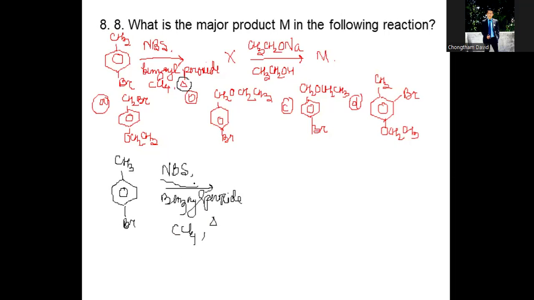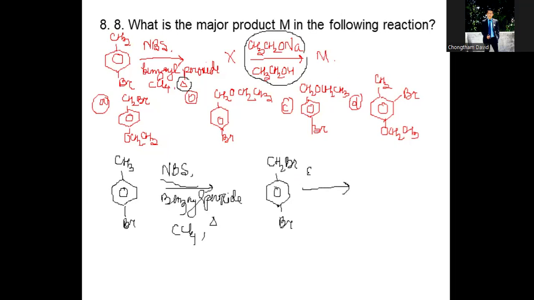From this NBS, there will be an allylic substitution reaction. The hydrogen leaves, then bromine will come here, and it now forms allylic bromination. Now you have this second reagent, you add it again to this mixture so as to form the major product M.